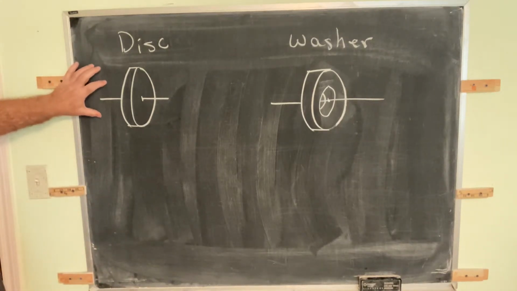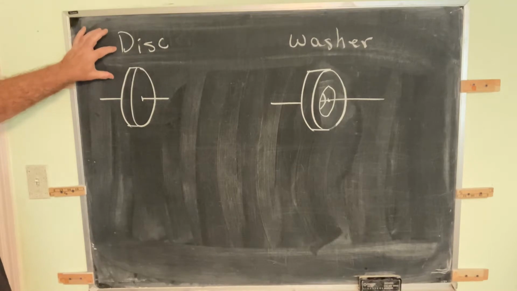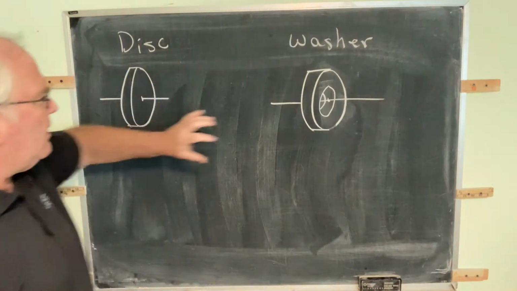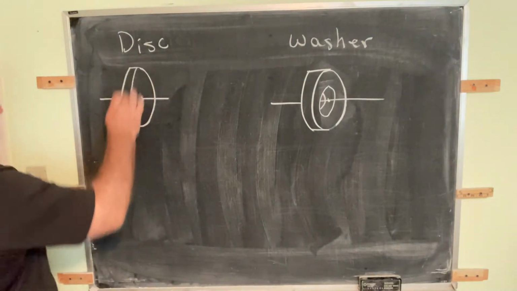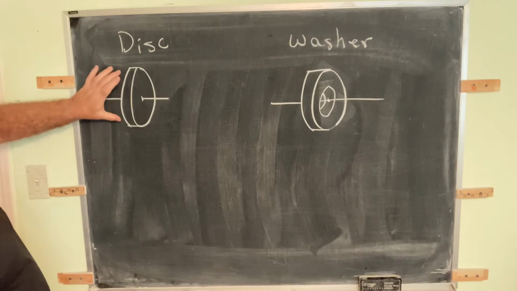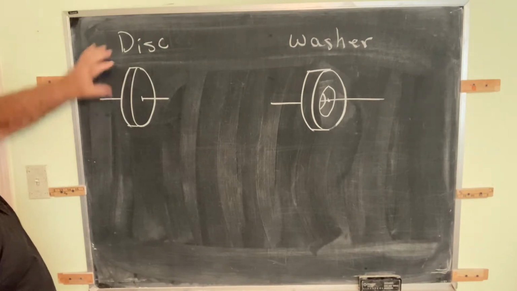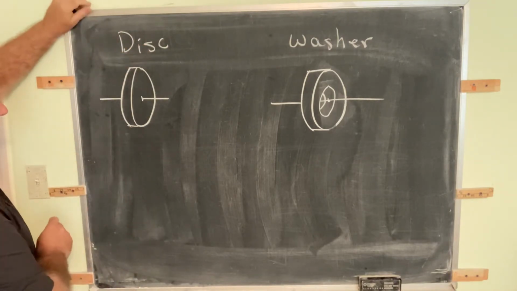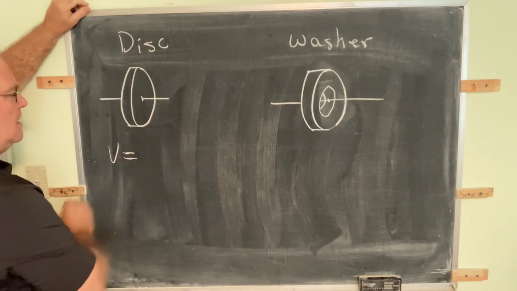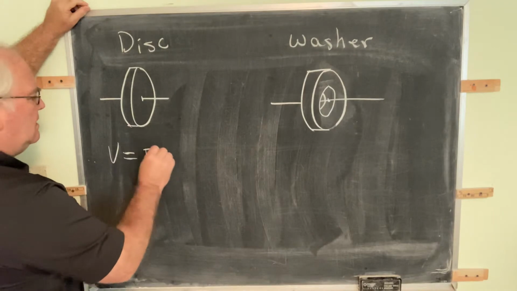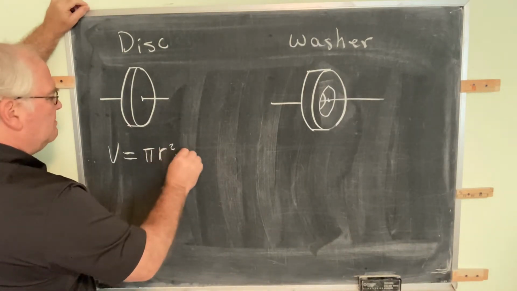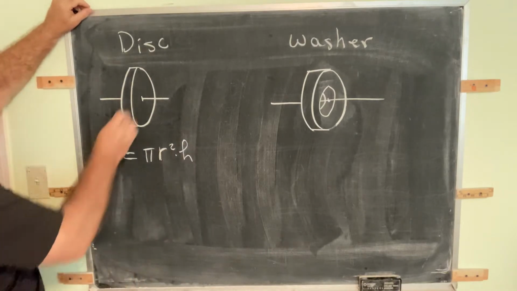I want to mention a variation on this disc method we've been discussing, and it involves a notion called a washer. Now, a disc is a solid. It's essentially a cylinder, but it is a very short cylinder, and it's laying on its side. And so we have the volume. The volume of this disc is pi times the radius squared times the height. That's the volume of any cylinder.